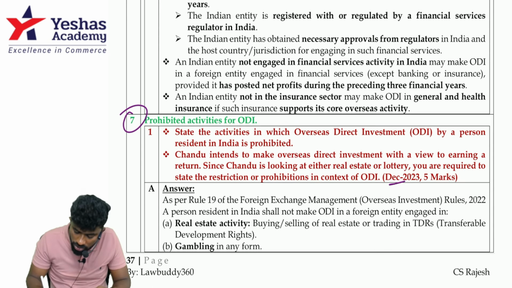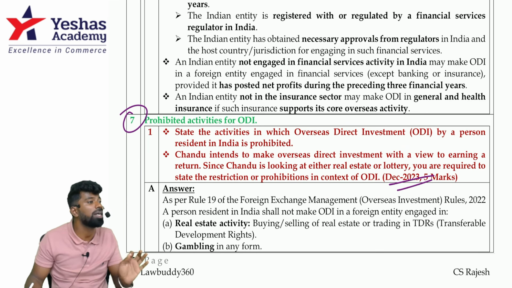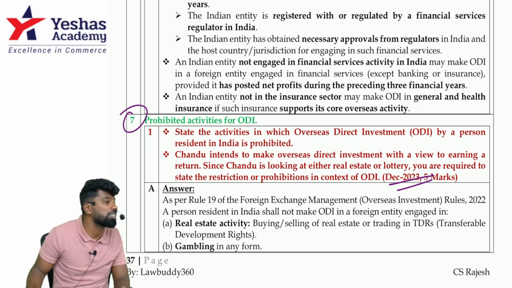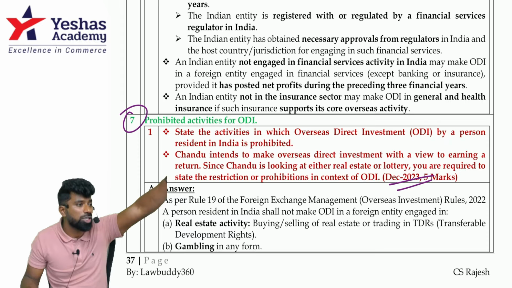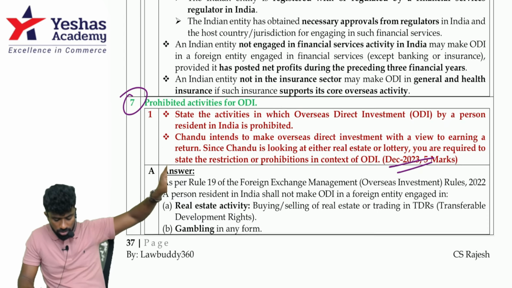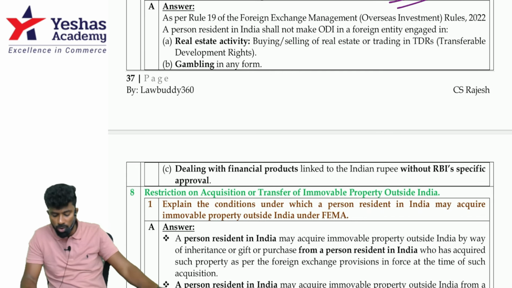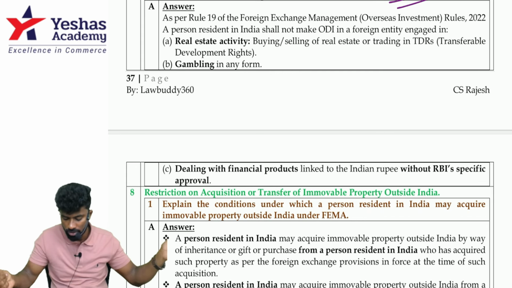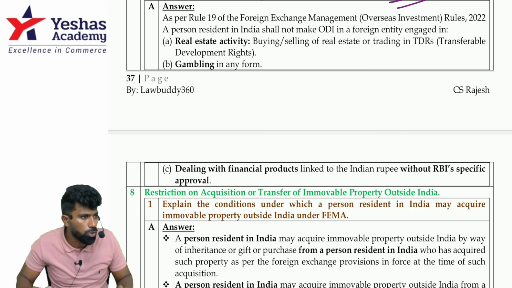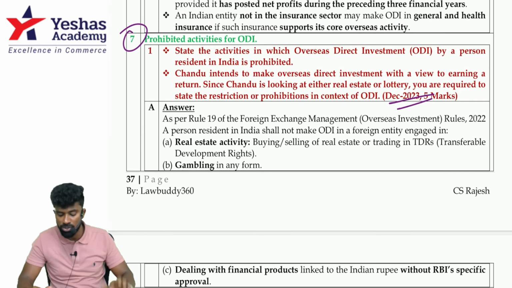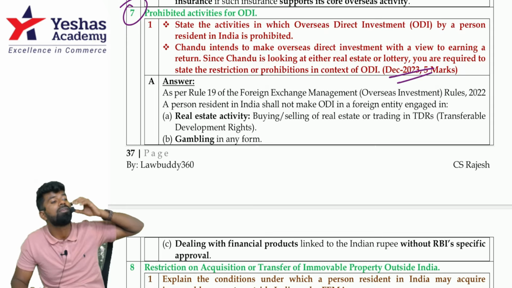Based on this, they asked a question in which year? December 2023. Did I discuss the prohibited sectors? Real estate, gambling, then dealing with what product? Financial product linked with what? Indian rupee. Based on this, they can ask a question one more time in the examinations because this was asked in December 2023.